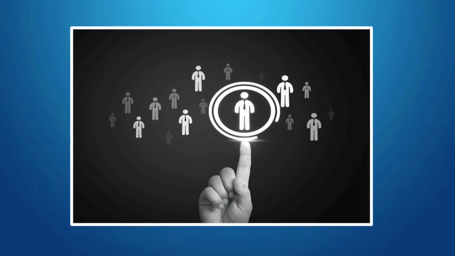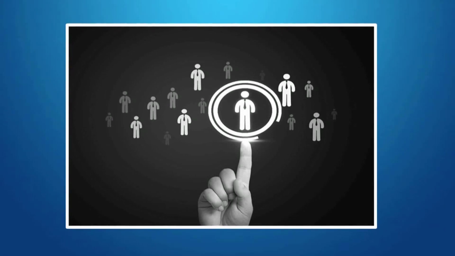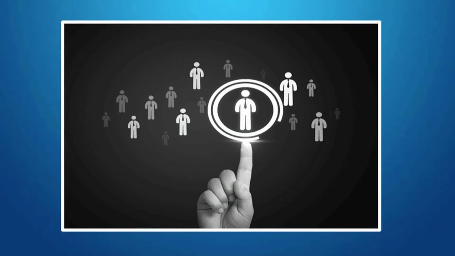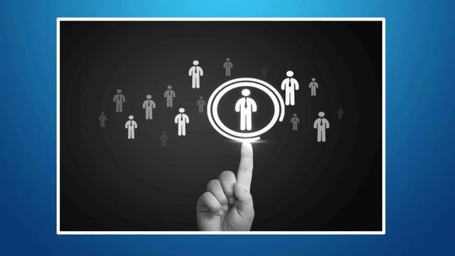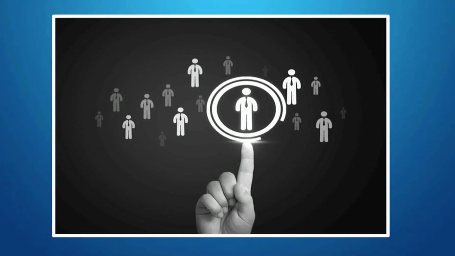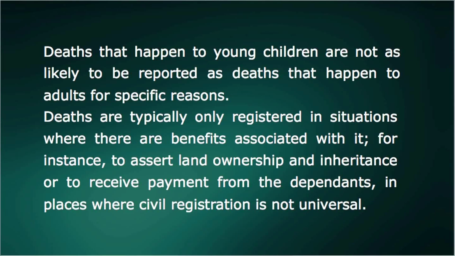However, the quality and coverage of civil registration systems are frequently questioned in developing and underdeveloped nations, leading to incomplete and biased vital statistics. Deaths that happen to young children are not as likely to be reported as deaths that happen to adults for specific reasons. Deaths are typically only registered in situations where there are benefits associated with it. For instance, to assert land ownership and inheritance, or to receive payment from the dependents in places where civil registration is not universal.